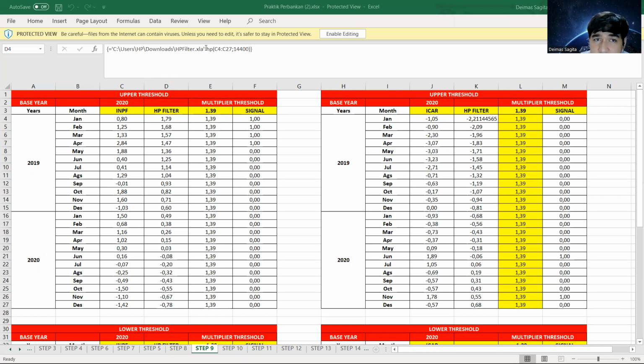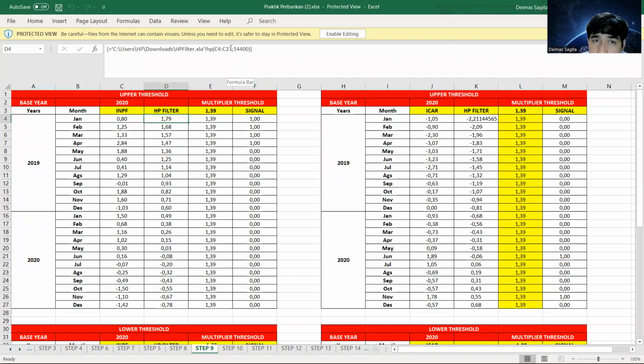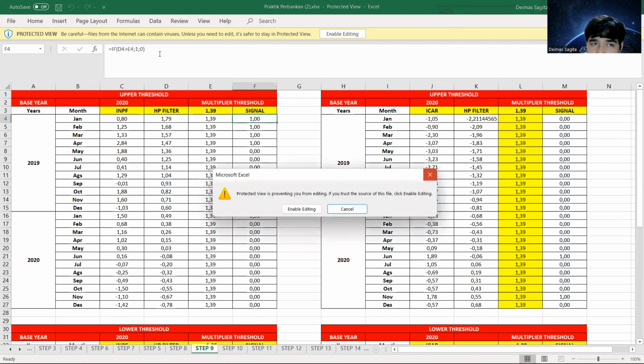So for the formula, it's equal HP, and then block your INPF data from January 2019 until December 2020, and then the comma again, and then here 14,400, which is the lambda for the HP filter. Just enter that.